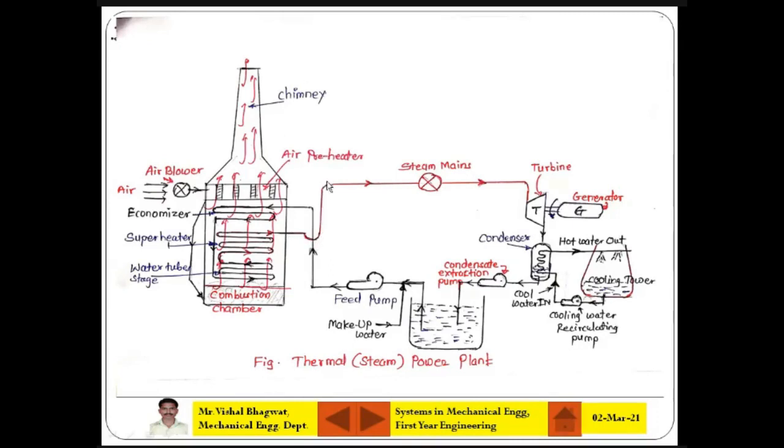That steam is collected at the steam mains, some kind of valve, which will allow only the required quantity of steam to be passed over the turbine. So this is a steam mains. Here you can control the steam, and you can pass only the required amount of steam on the turbine.